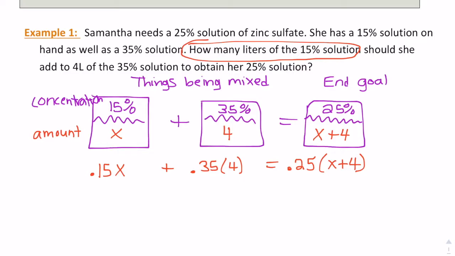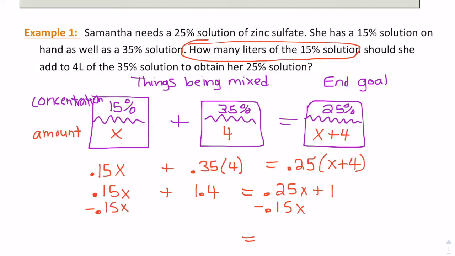Okay. So, if you simplify a little bit, do 35% times 4, you're going to end up with 1.4. If you distribute your 25% times your X plus 4, you should get 0.25X plus 1. And then you just got to solve your equation, do a little rearranging. So subtract your 0.15x from both sides. That'd leave you with 1/10x. And then if you subtract your 1, you'll end up with just 4/10. Divide by your 1/10 and you should end up with 4 liters.